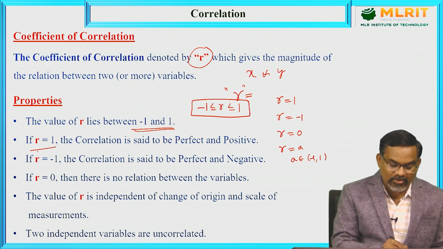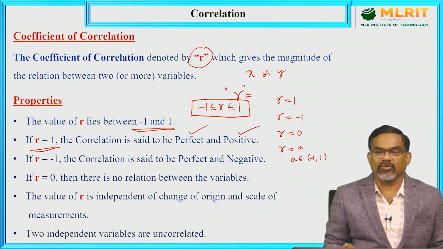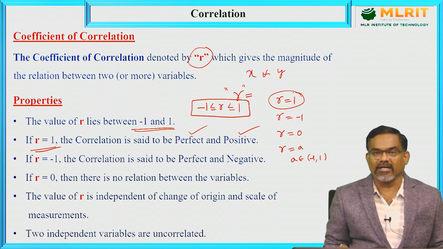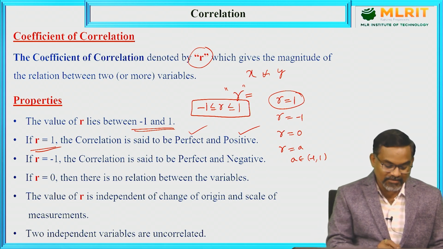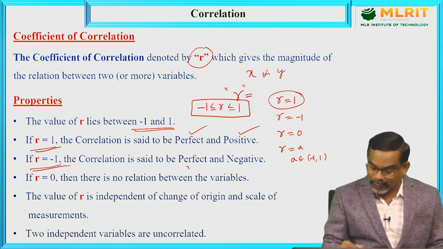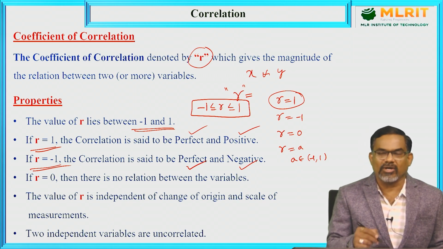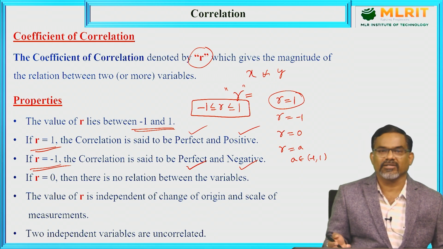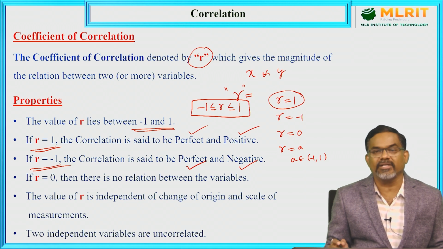And if R equals 1, the correlation is said to be perfect and positive. If the correlation coefficient value R is 1, then the correlation is said to be perfect and positive. That means strong relation. The two variables are strongly related. Similarly, if R equals -1, the correlation is again perfect but negative, since the value is negative. So, if R equals either 1 or -1, the correlation is perfect, but the direction differs. In the first case R equals 1, positive correlation; R equals -1, negative correlation.